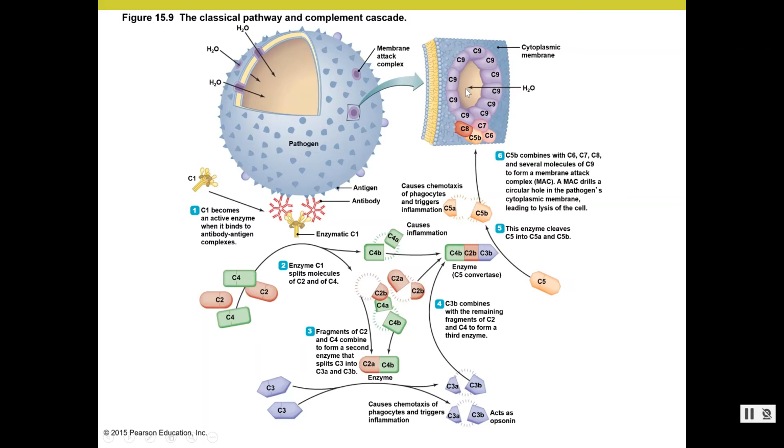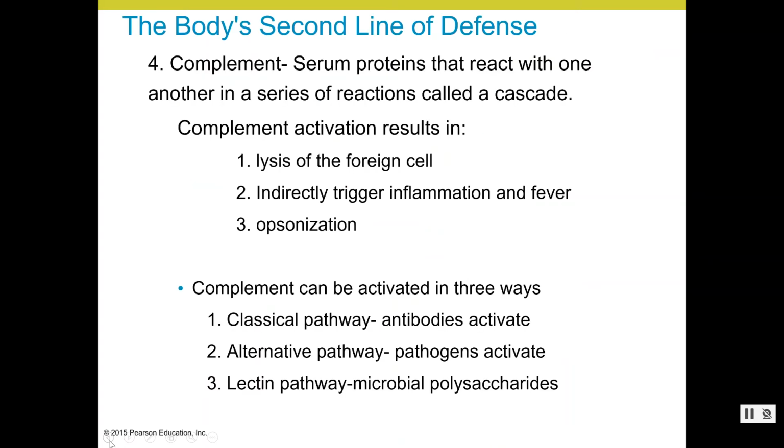All right, so outcomes of the complement cascade. We have inflammation as an outcome. We have chemotaxis of phagocytes, and then opsonins for phagocytosis. And we have the membrane attack complex. So all of those are outcomes of this complement cascade reaction. Okay, all right, so back to here, complement activation, what's the result? Lysis, that's that membrane attack complex.